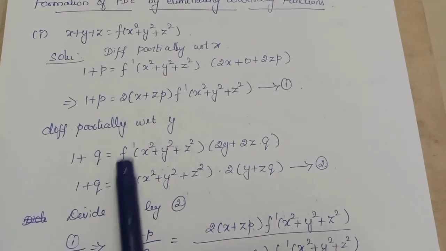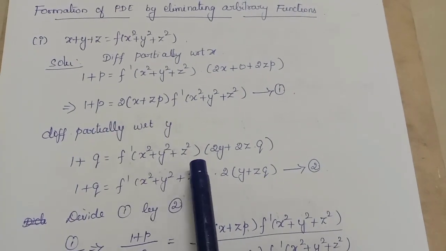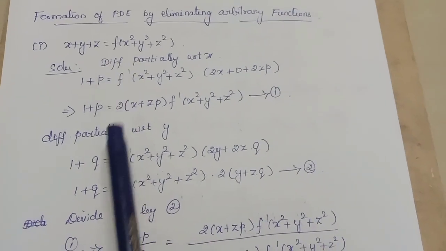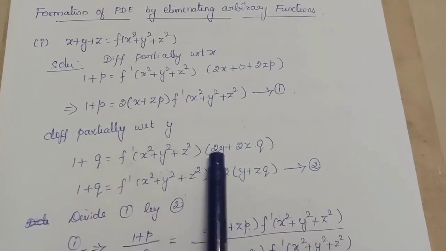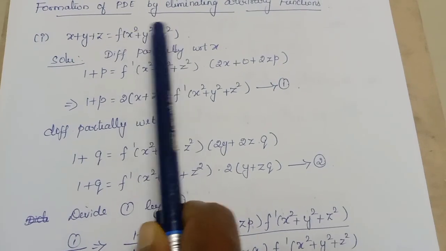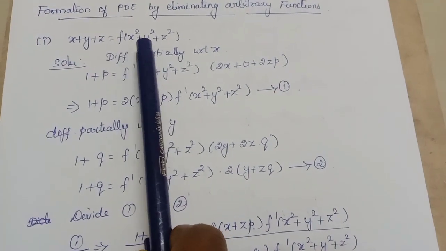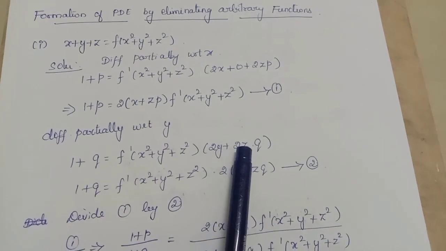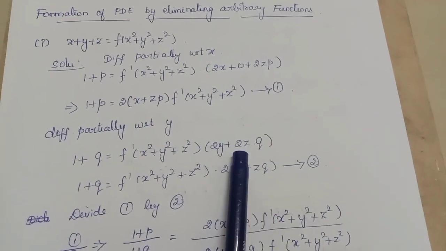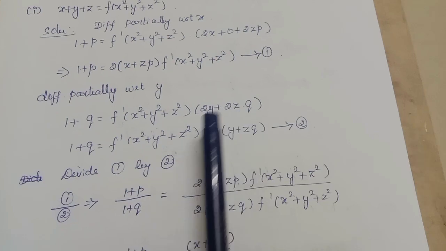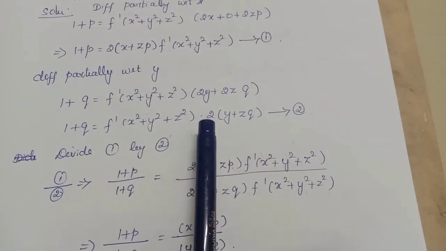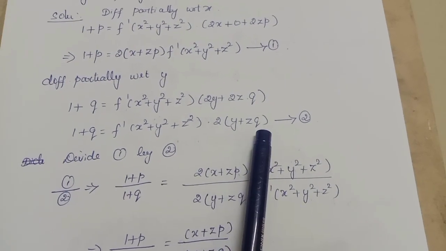Equal to f dash of x square plus y square plus z square into, so whenever you differentiate a function, you put its derivative into the derivative of this value. So x square differentiation is 0, y square differentiation is 2y, plus z square differentiation is 2z into dou z by dou y. So that will be 2z into q. So here I get 1 plus q equals f dash of x square plus y square plus z square into 2 into y plus zq.